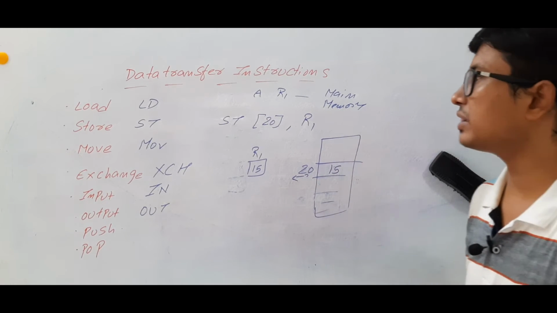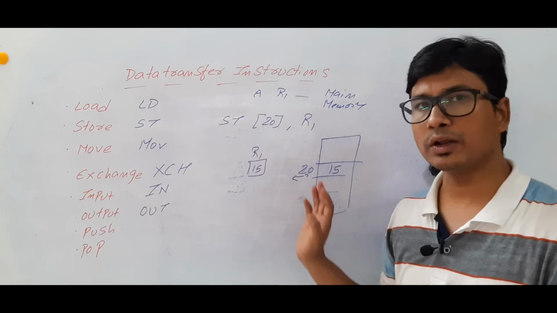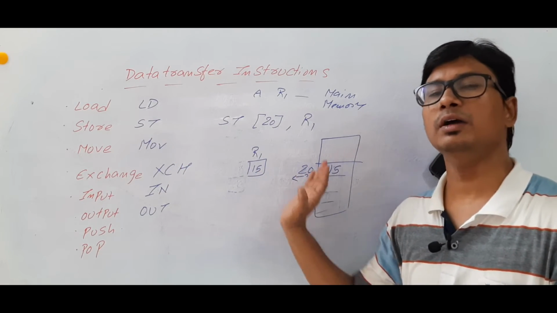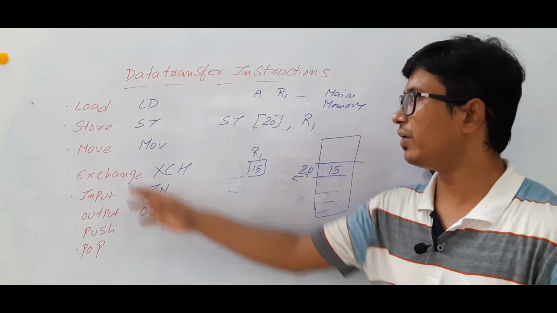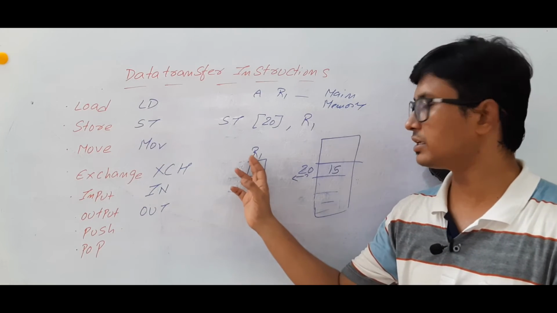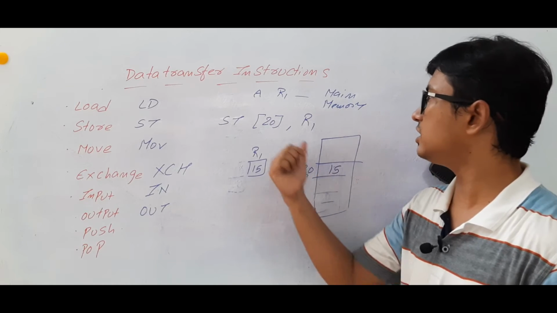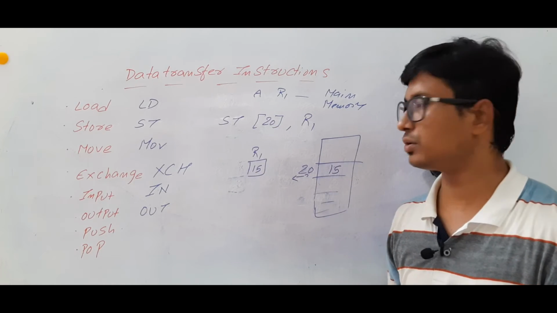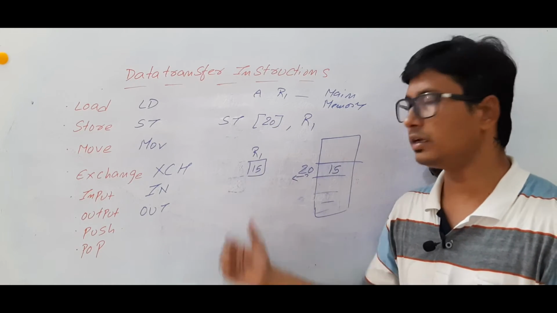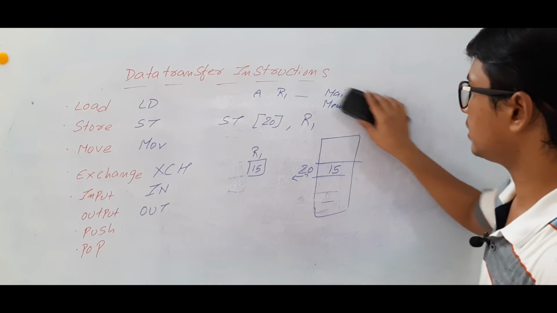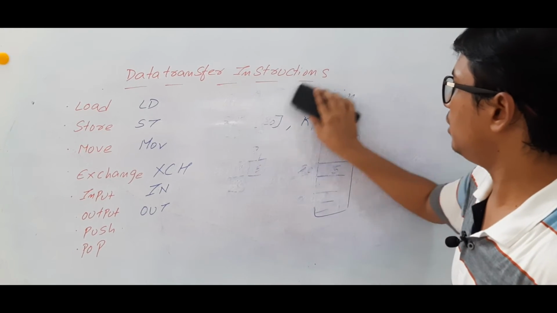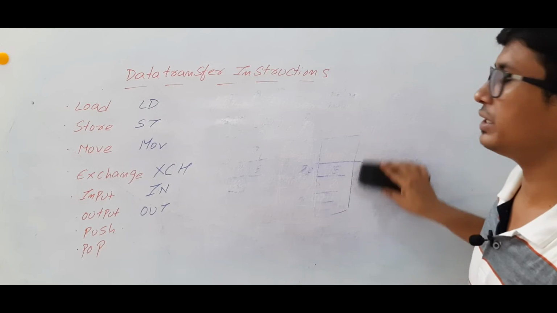So remember one thing, in the load you are copying the content from the main memory to some register, whereas in store from this register to main memory you are transferring the data. So here the destination is the main memory address location and the source is the register or some operand. Okay. Now we will discuss about the move instruction.